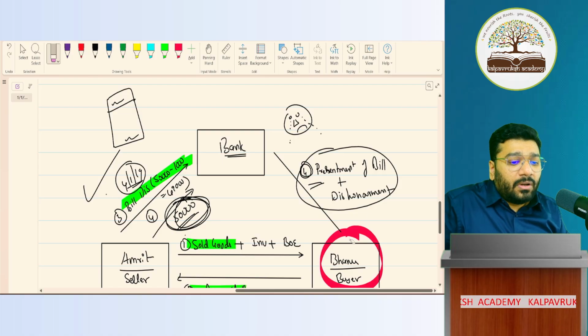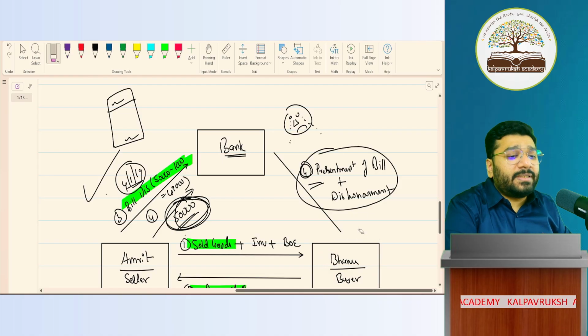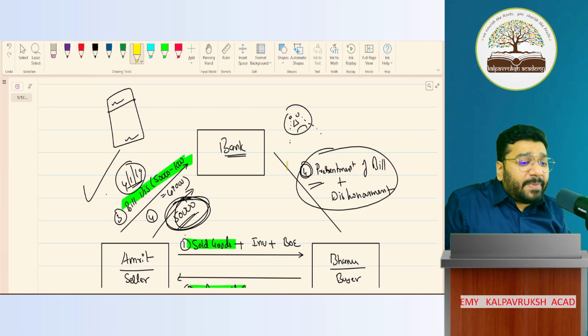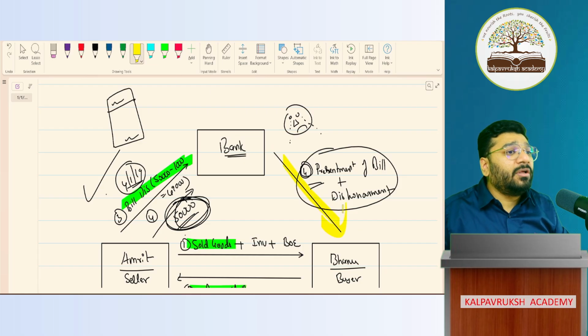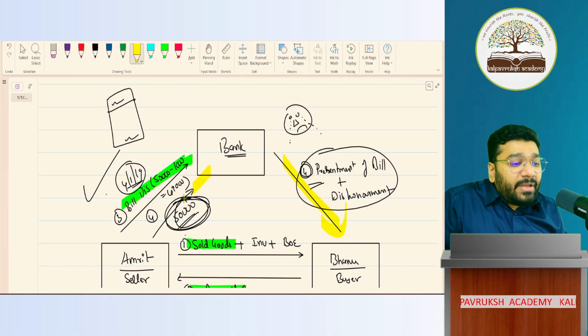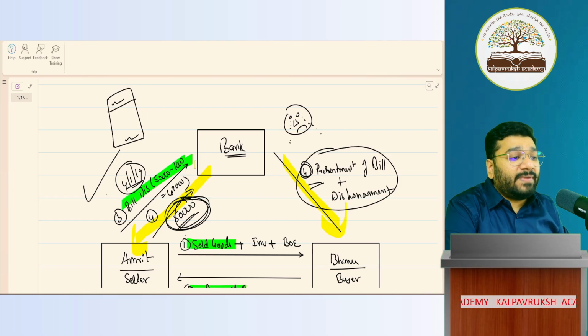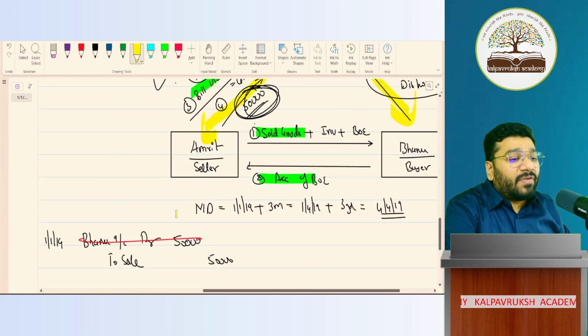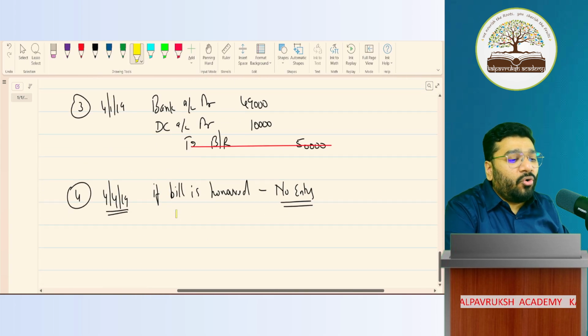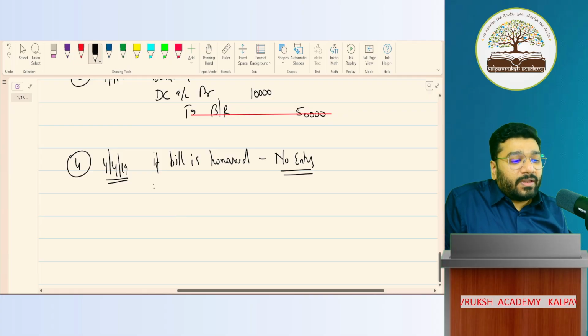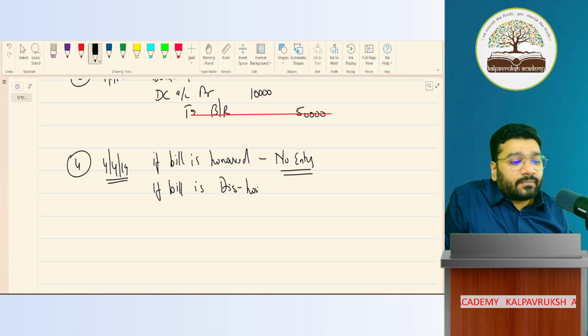Now, on the date of dishonourment, what happens? Here, the banker is presenting the bill. Bhanu is dishonouring. So what will the banker do? The banker immediately goes to Amrit's bank account and recovers 50,000 rupees. So on the date of dishonourment, one thing is very clear: from our bank account, money will go. If the bill is dishonoured, from our bank account, money to the bank is gone.